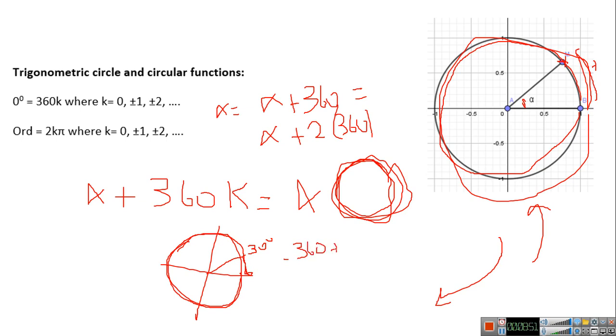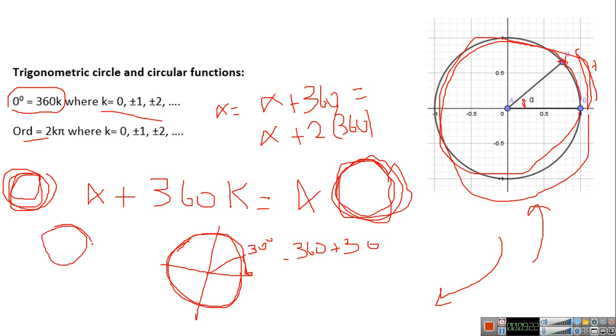In other words, for any angle you can add 360 or minus 360 or any multiple of 360 or minus 360. That's why 0 degrees is the same as 360k, where k is the number of rotations. It can be positive or negative. Or in radian, 0 radian is equal to 2k pi. 2 pi is a rotation. 4 pi is 2 rotations. 6 pi is 3 rotations. 8 pi is 4 rotations. Minus 2 pi is a rotation, negative. Minus 2 pi, another rotation, minus 6 pi, minus 8 pi, minus 10 pi.